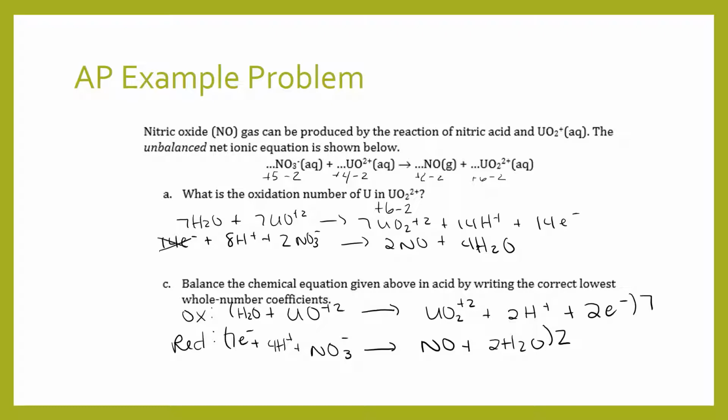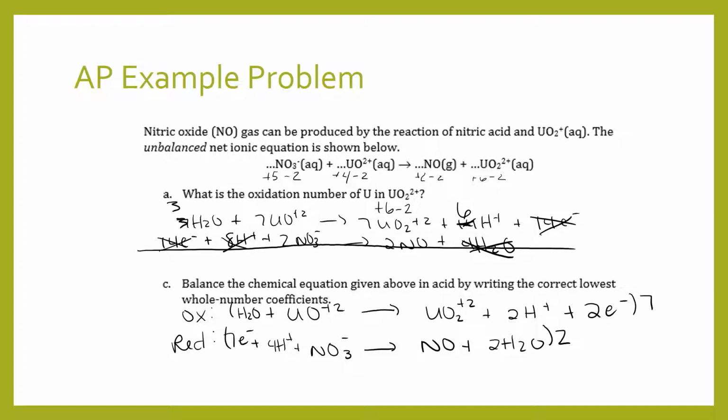Easy ones are my electrons. They're equal on both sides. We made that point. Here I have 8 H pluses on the left and 14 on the right. So 14 minus 8, this becomes 6. I have 7 waters on the left, 4 on the right. So my 7 here becomes a 3.